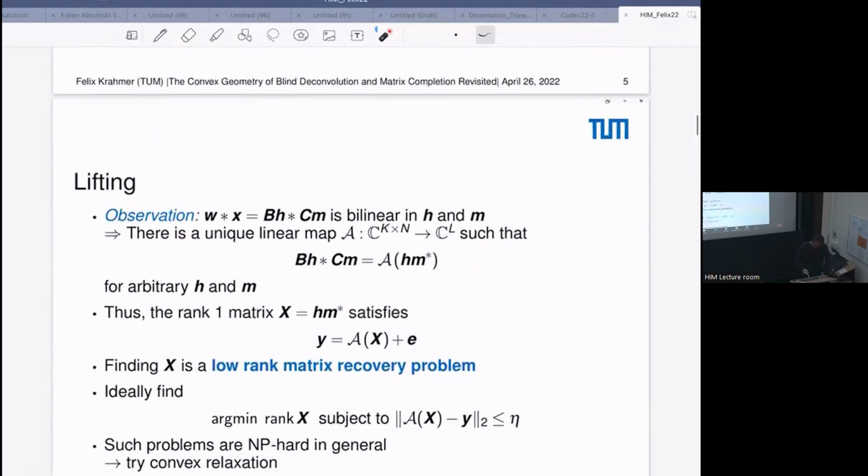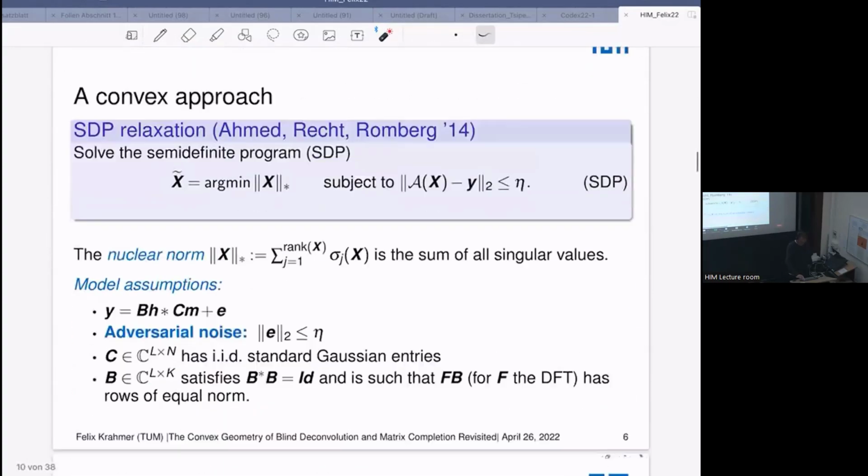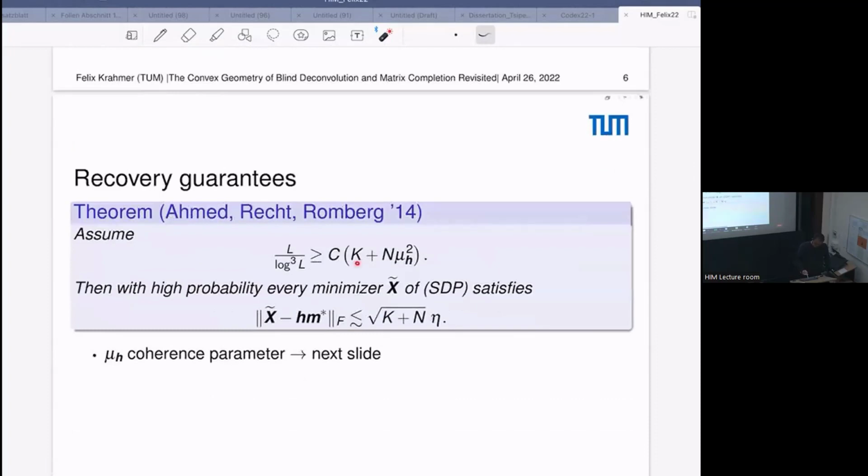And then the dimensions of the underlying vectors. Let's go back here. The H and the M that you put in, that you're embedding into the higher dimensional spaces, are playing the roles of the degrees of freedom, and they are called K and N here. And then what they show is indeed, with high probability, the minimizer of the semi-definite program satisfies a condition like this, which is very good, because you think of eta as the noise level.